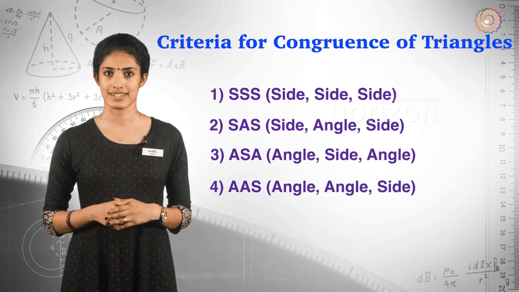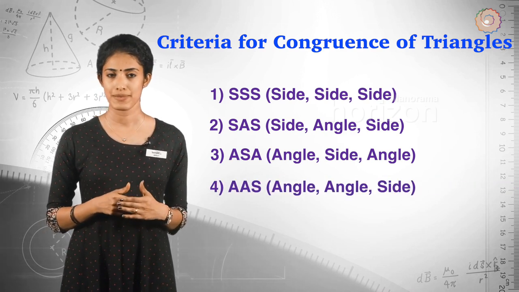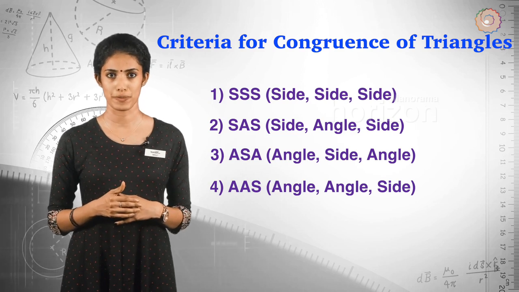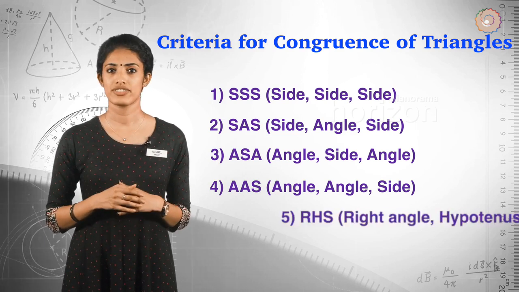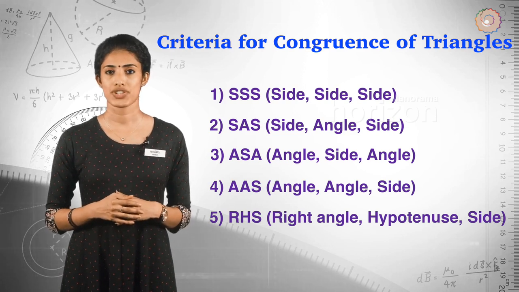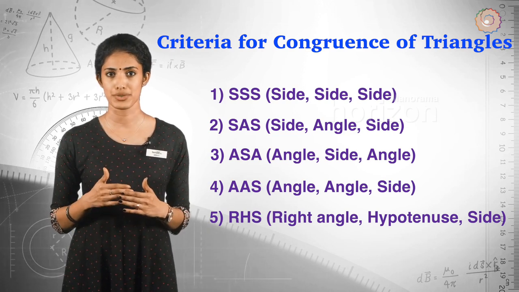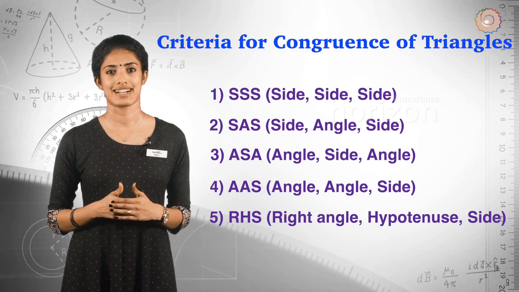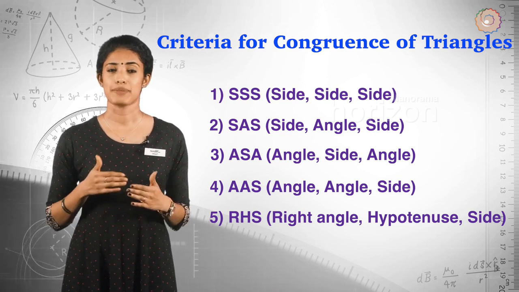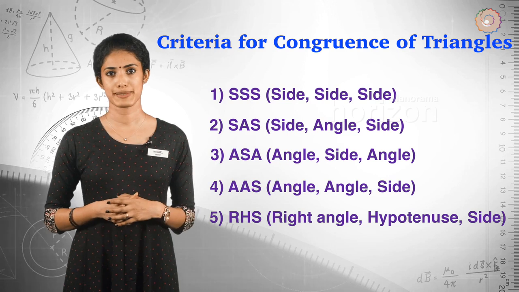And the fourth criteria is that you can check for two angles and a corresponding side, which is called the AAS congruence rule. And finally, the fifth criteria is for the right angle triangle. That is, check for a right angle, a hypotenuse, and a side, which we call the RHS congruence rule. These criteria can be well explained with examples.